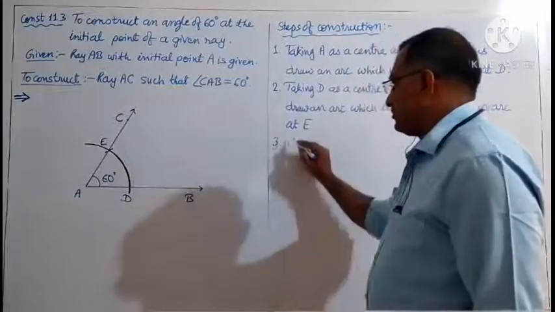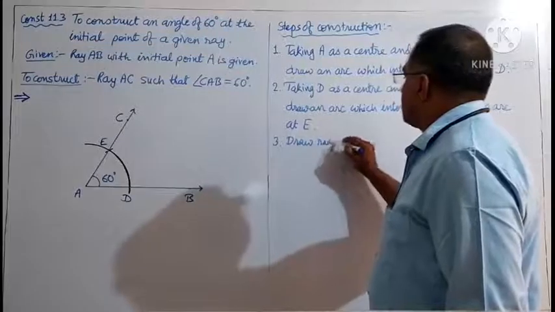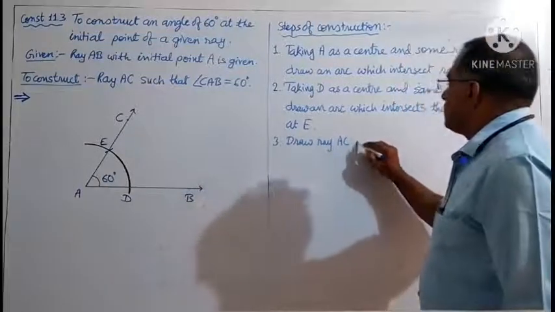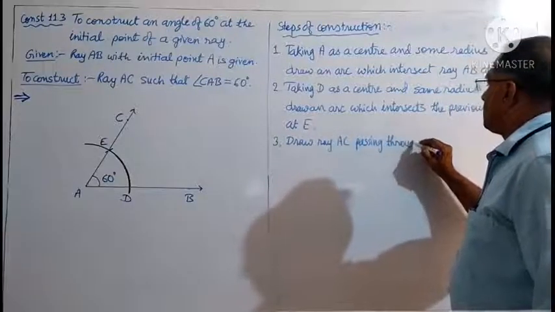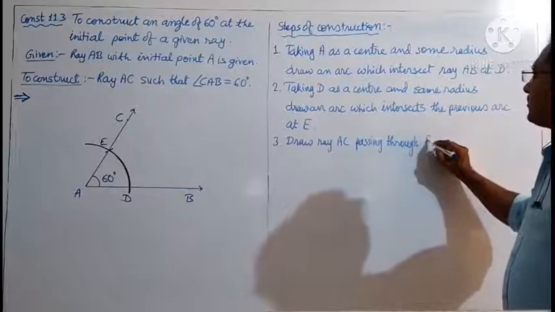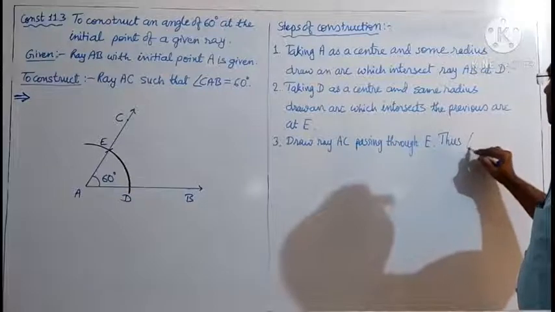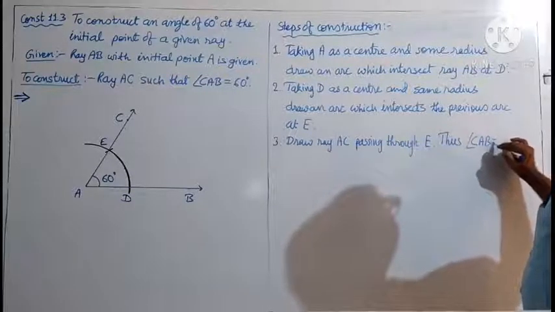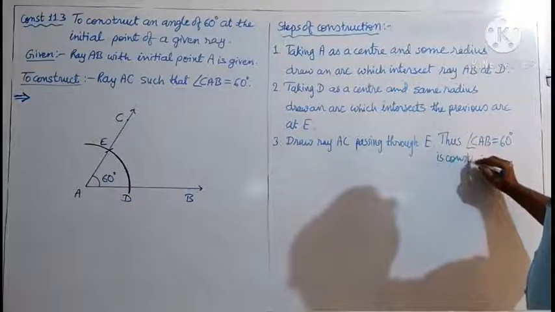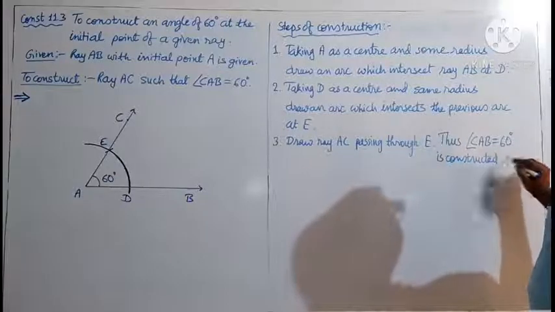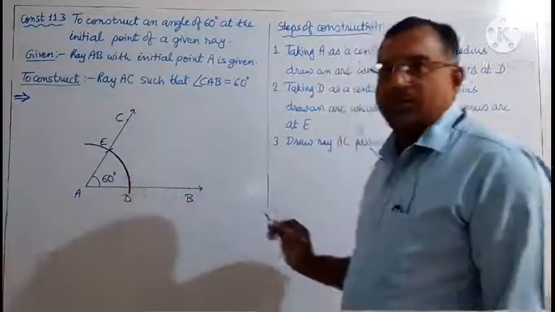And third point, draw ray AC passing through E. And thus angle CAB equal to 60 degree is constructed. How can you say that it is 60 degree only? We have constructed the angle, but how can you say it is 60 degree?